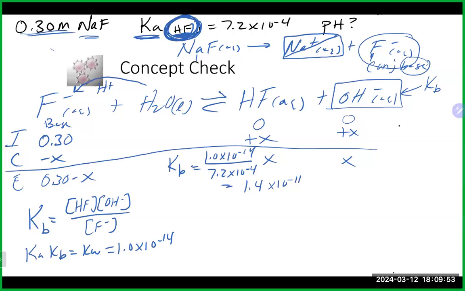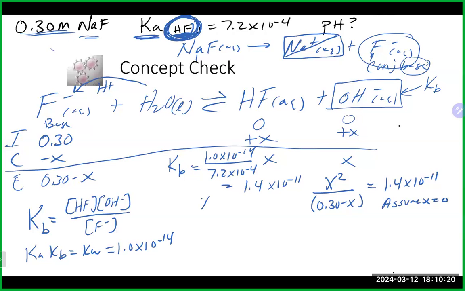So now that we have the correct K value that we need to use, the rest of it is pretty straightforward here. We're going to go into our Kb expression, which will give us x squared divided by 0.3 minus x equals, once again, our Kb value. That is a pretty small value of Kb, which means we could assume x is equal to 0.